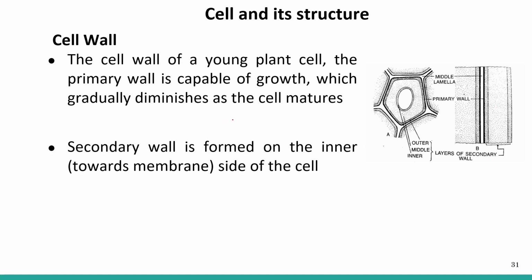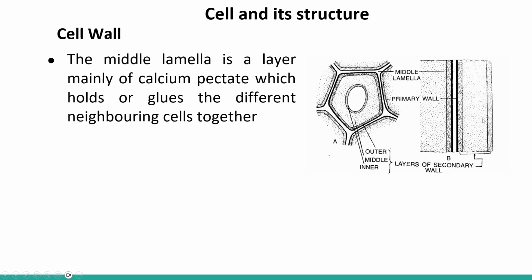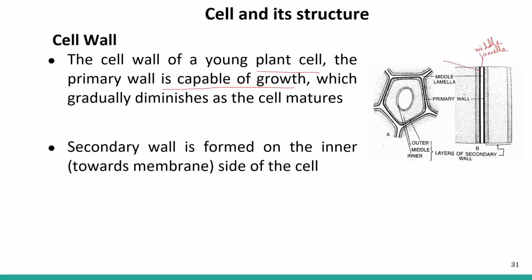So here we can see the structure of the cell wall. The cell wall of a young plant cell, the primary wall, is capable of growth. Here in the middle structure, this is called the middle lamella. And we have the primary wall, this black color, primary wall, right? So this primary wall is capable of growth, which gradually diminishes as the cell matures. So when the cell matures, this primary wall cannot be seen, right?